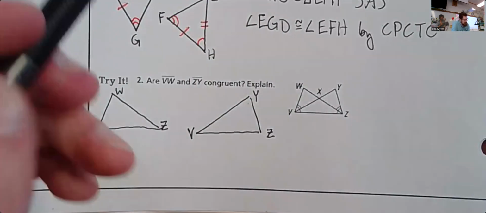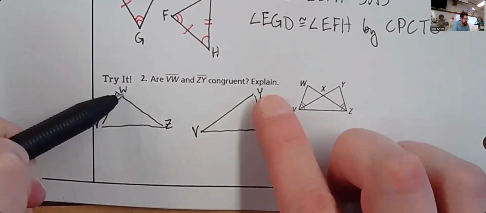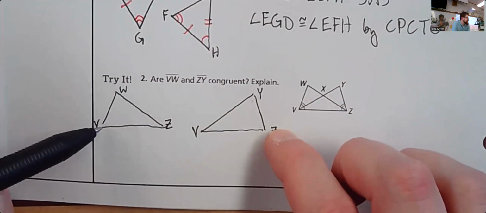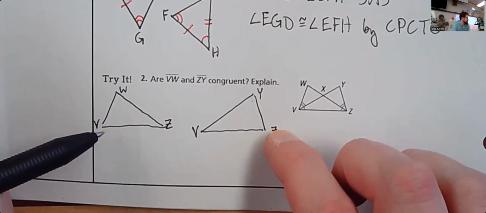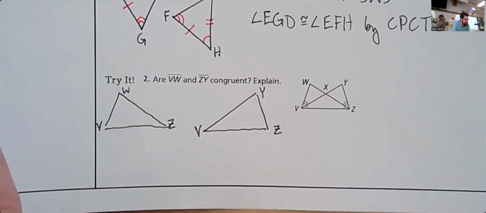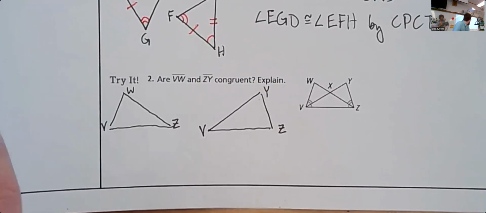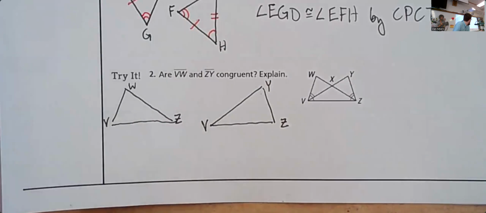So if we're going to prove that VW and ZY, these two on the sides here, are congruent, what should we probably show first? That the triangles are congruent. All right, okay. Yeah. We could. It'll be more helpful for us in this situation.